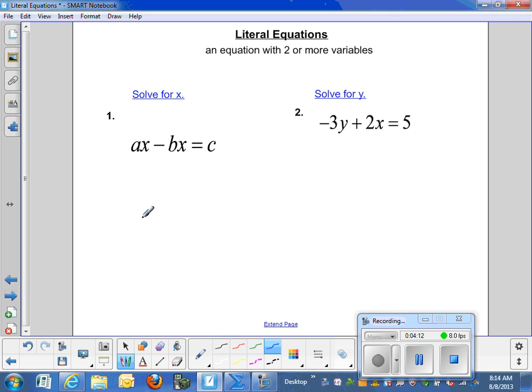Alright, so we can apply this to all types of equations. So here we have ax minus bx equals c. We want to solve for x. Alright, we have an x in this term and an x in that term. We need to isolate the x. So we can look at ax and bx. They have a common factor of x, meaning I can divide x into both of those. So I'm going to factor out the x.